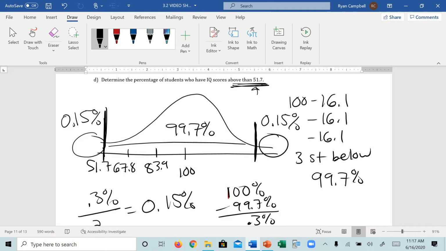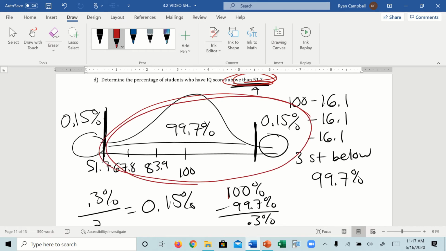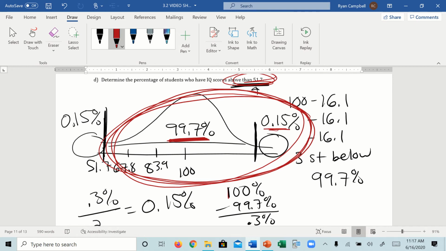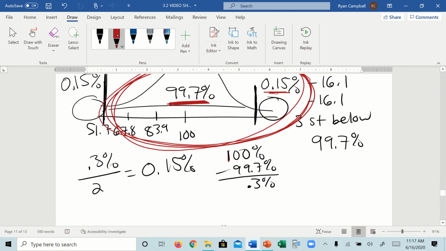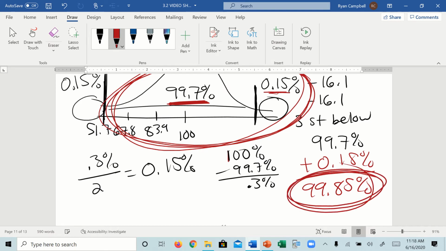So since we want above 51.7, that's going to be this area, right? Which is 99.7 and 0.15%. So 99.7 plus 0.15% gives us 99.85%. So that's our answer.